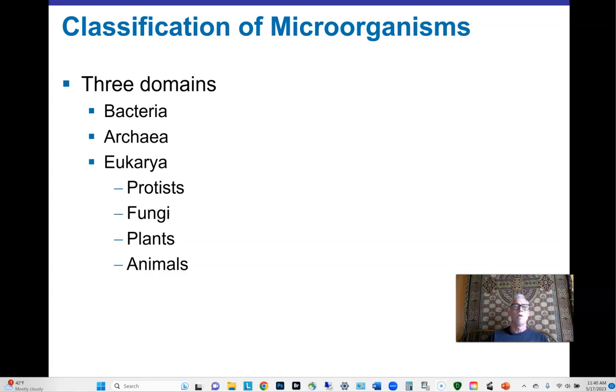Many schemes for organizing or classifying plants and animals and microbes have existed over the years and have gained traction for periods of time, but this is currently the most popular, probably, classification system, so it's the one we'll be talking about in this class. It's pretty much been accepted by scientists of our day.